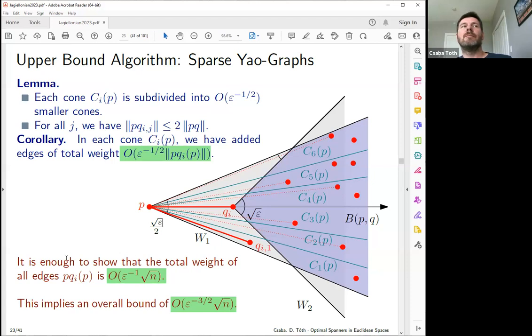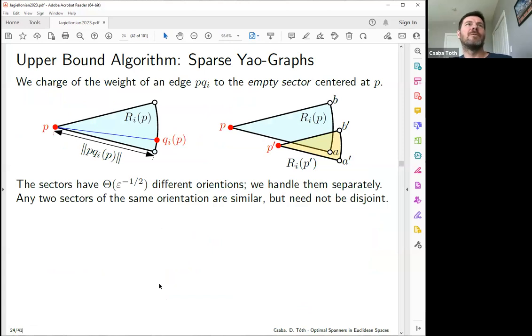And with this, we actually can forget about the small cones for the analysis. It's enough to prove that in the larger cones, the total weight will be this much, epsilon to the minus 1 times square root 10. Okay. So what do we do with the large cones? This will be a charging scheme from length to area.